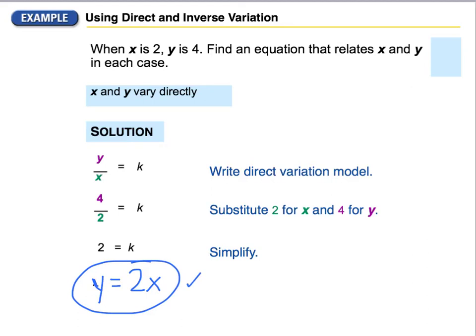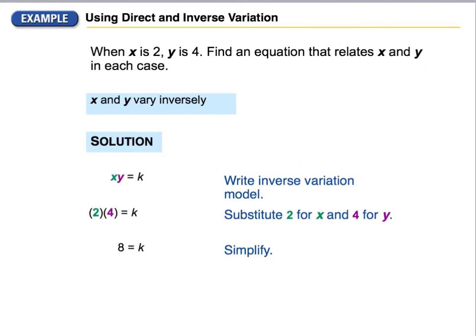Let's look at the same problem, but where x and y vary inversely. And that's what we have here. When x is 2 and y is 4, find an equation where x and y vary inversely. Now, remember it's y equals k over x, and if I solve that for k like I did with direct, I'm multiplying by x, and that results in xy equals k. So it's the product of x and y that stays constant.